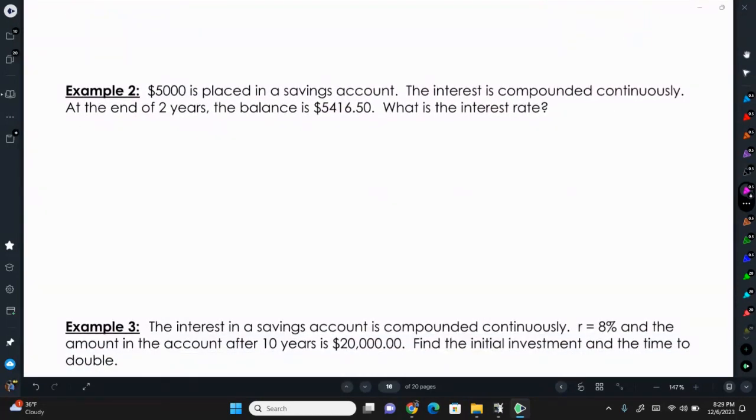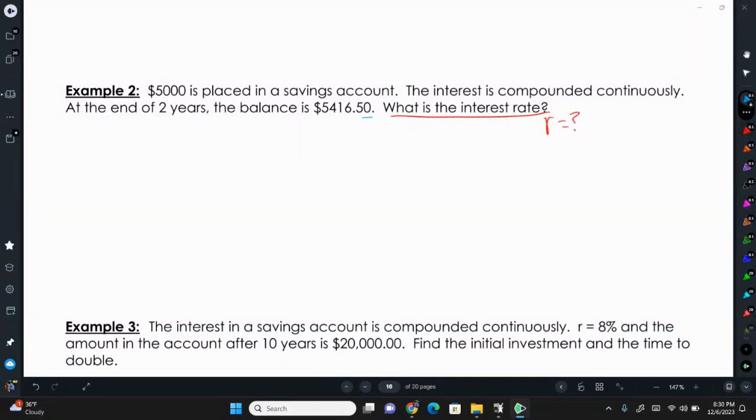It says $5,000 is placed in a savings account. The interest is compounded continuously. At the end of 2 years, the balance is 5,416.5. What is the interest rate? So we're trying to find R.